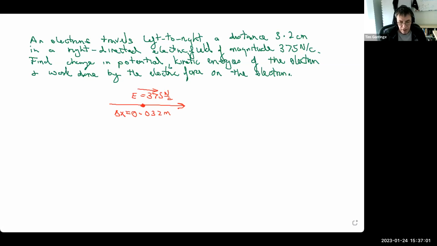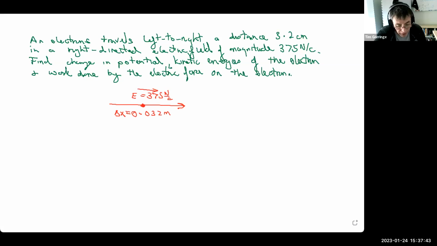This motion is in an electrical field, and that electrical field, we're told, has a size of 375 newtons per coulomb. It is also directed towards the right. Based on that information, what we're going to figure out is the change in potential of the electron as it moves that distance, the changing kinetic energy of the electron as it moves that distance, and the work that's done by the electrical force on the electron as it moves that distance. So we're going to figure out those three things: potential energy, kinetic energy, work done.